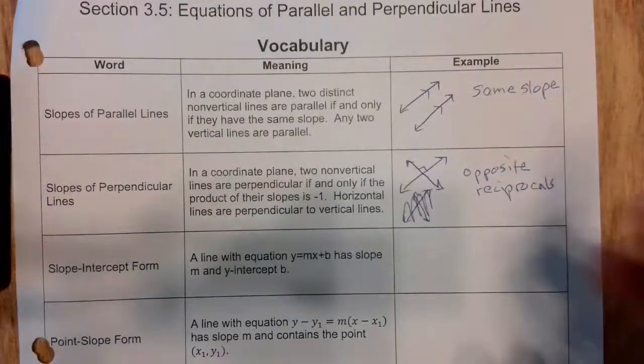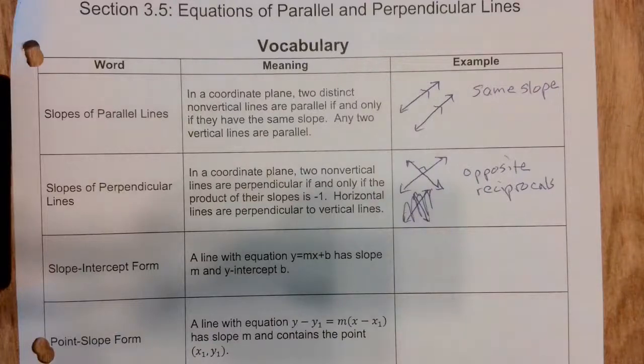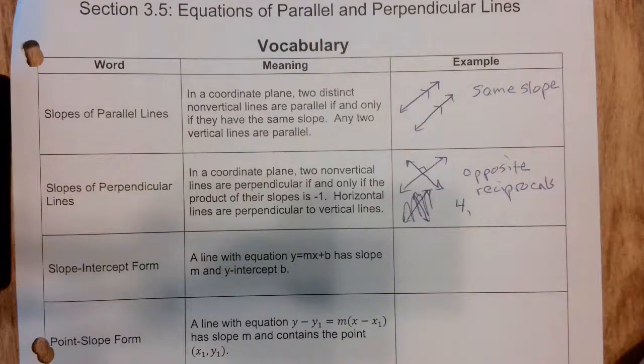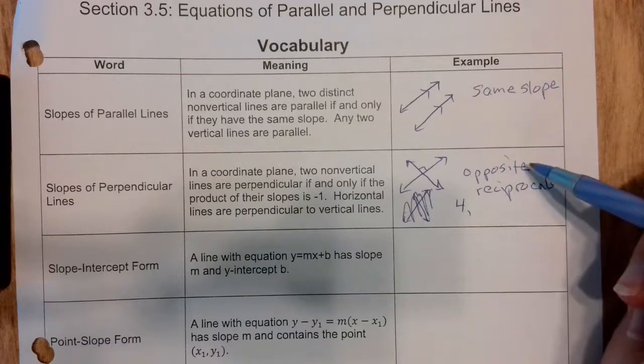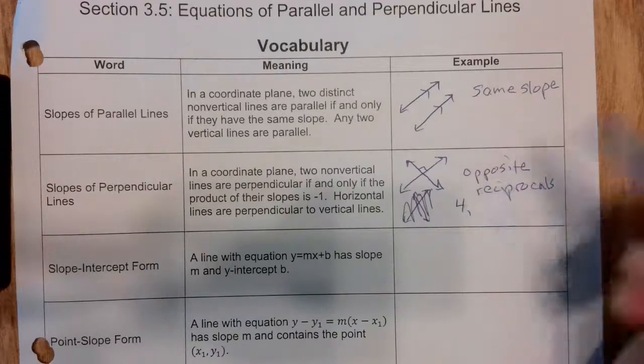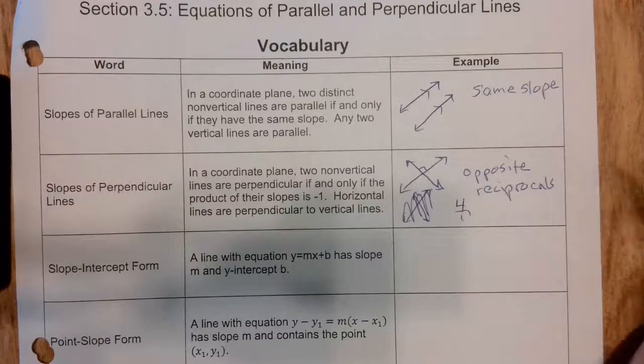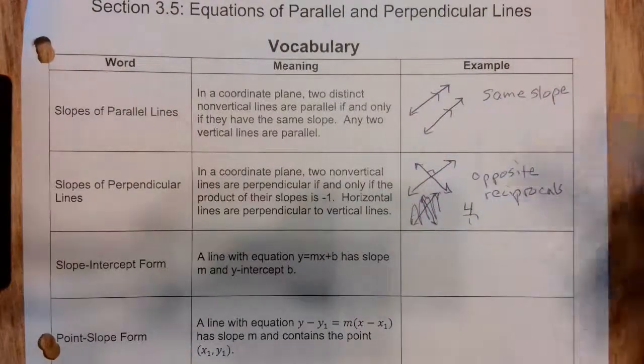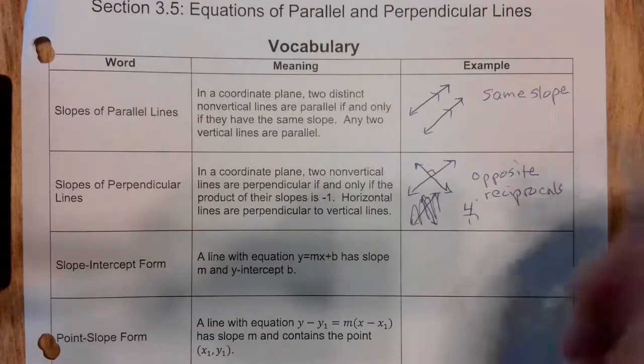I'm taking a guess here that you know what it means to be the same, but to be opposite reciprocals is maybe some vocab that you might not know, or perhaps your teacher last year or last semester used different vocabulary. Opposite means change it from positive to negative or negative to positive. Reciprocal means to take your number in fraction form and flip the fraction. The numerator becomes the denominator and the denominator becomes the numerator.